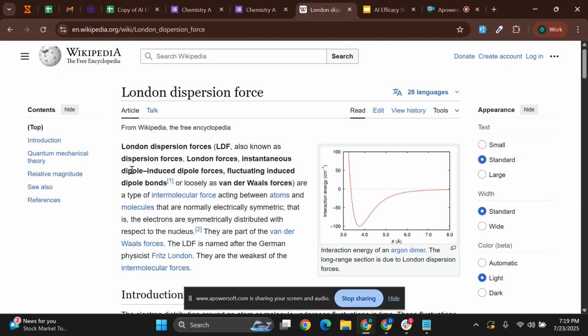London dispersion forces (LDF), also known as dispersion forces, London forces, instantaneous dipole-induced dipole forces, fluctuating induced dipole bonds, or loosely as van der Waals forces, are a type of intermolecular force acting between atoms and molecules that are normally electrically symmetric. That is, the electrons are symmetrically distributed with respect to the nucleus. They are part of van der Waals forces. The LDF is named after the German physicist Fritz London. They are the weakest of the intermolecular forces.